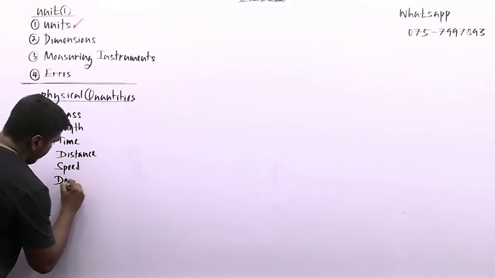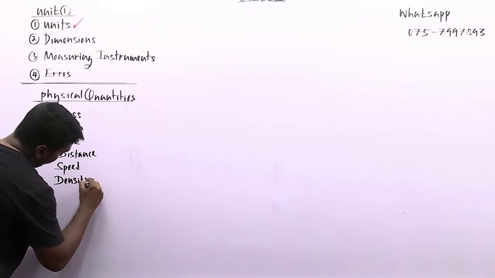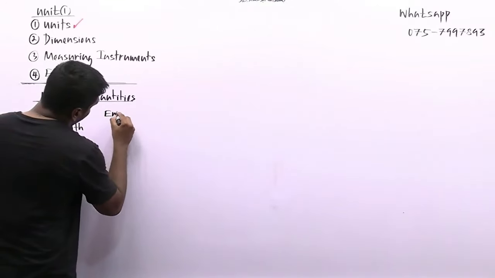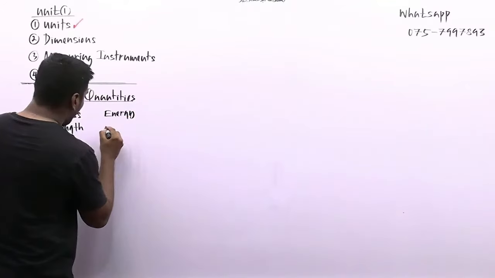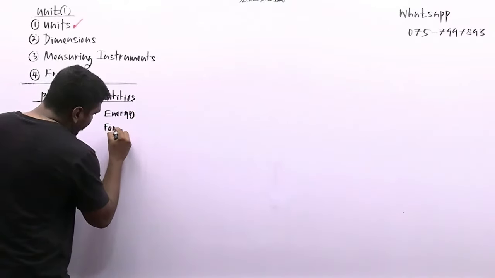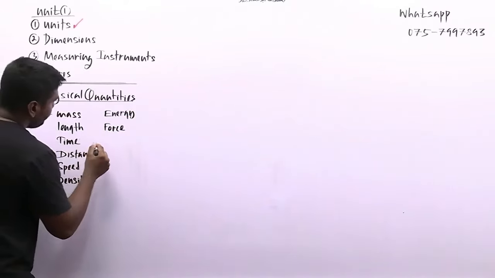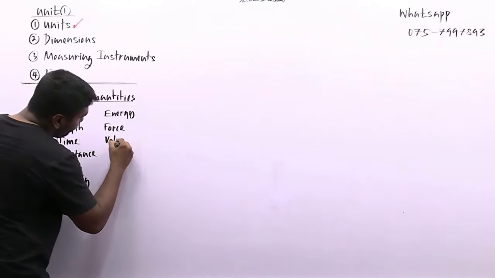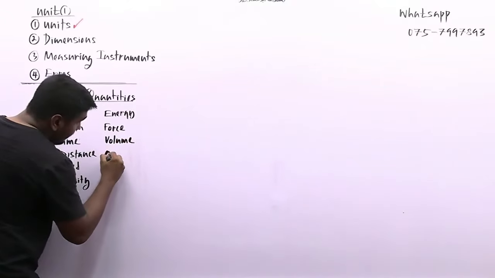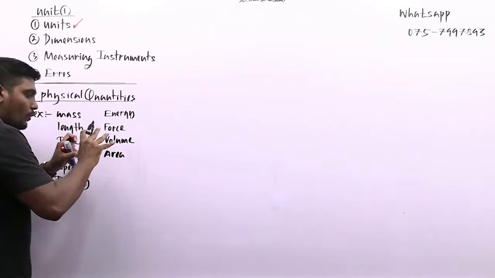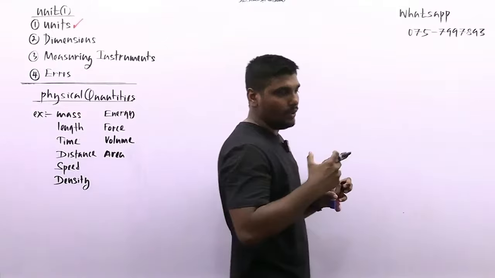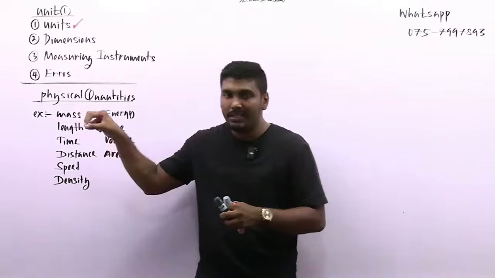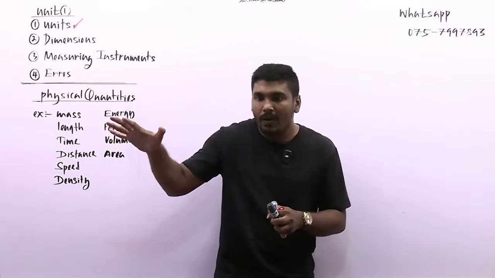Density, then pressure, energy, force. Just write some examples. Force and volume, area. These all come under physical quantities. So then we know what a physical quantity is, and we know the examples of physical quantities.